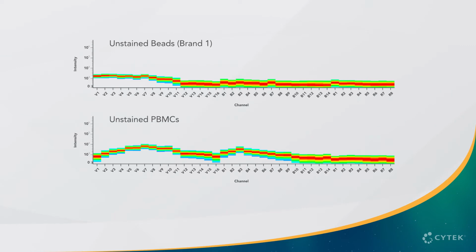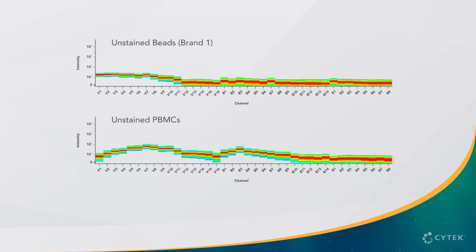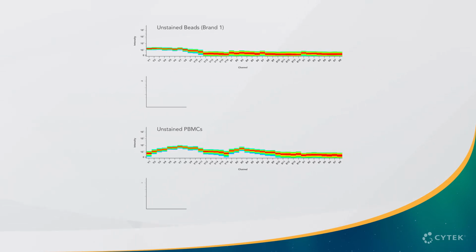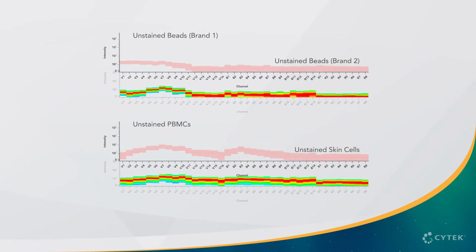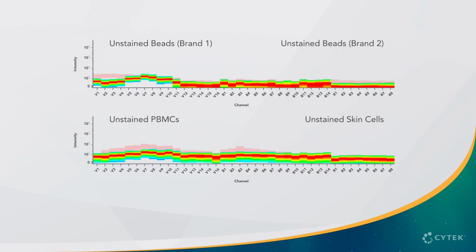Not only do cells and beads have very different autofluorescence characteristics, as shown here, but different treatment conditions, tissue types, and even bead brands can all have unique profiles. In order to achieve accurate unmixing, it's important that the negative and positive populations have matching autofluorescence.